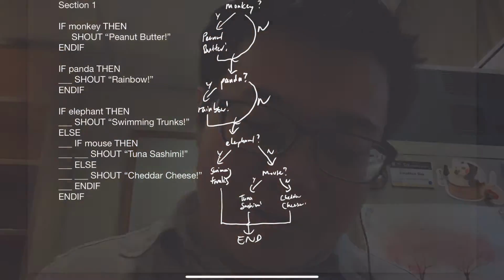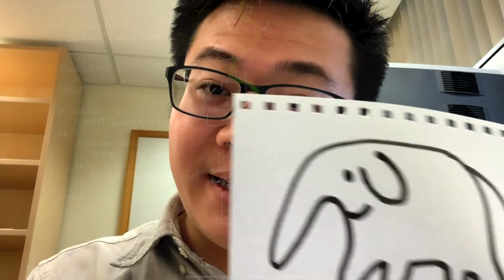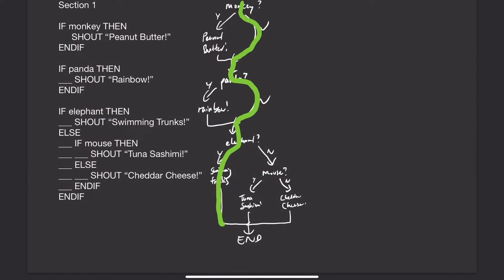So first things first, if monkey, no monkey, right? Then if panda, no panda. Then if elephant, yes, got elephant, right? So then we go this way and we shout swimming trunks.